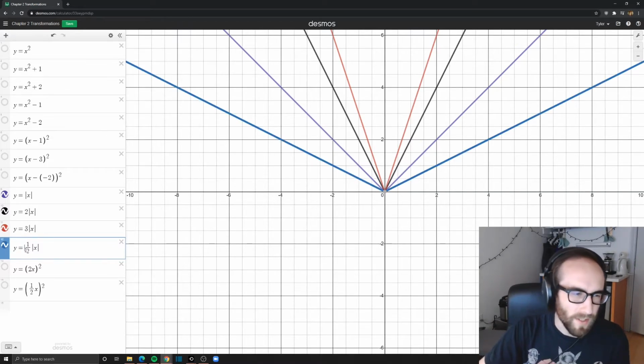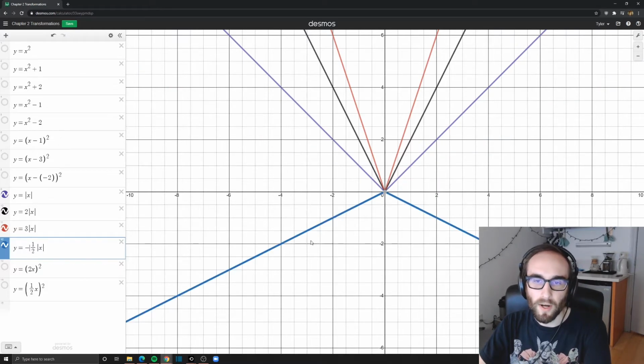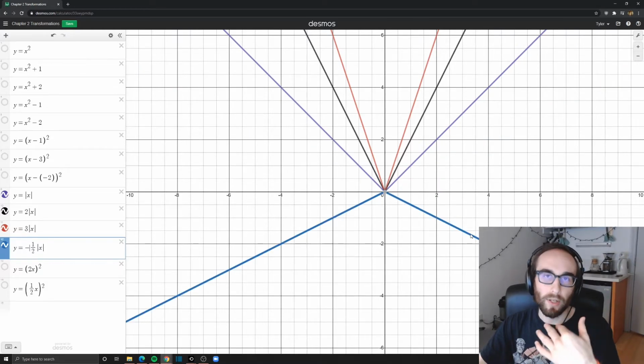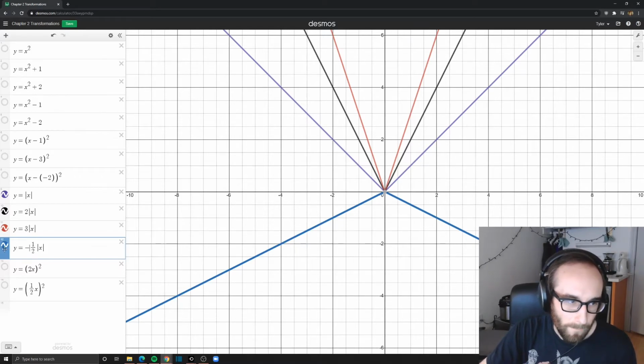And as I mentioned earlier, a negative value, if we made this negative 1/2, just flips it across the y-axis, or sorry, flips it vertically across the x-axis in this case. And now we have a V shape, a V facing down. Okay.